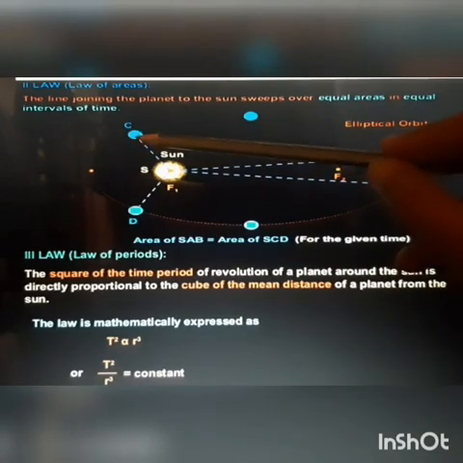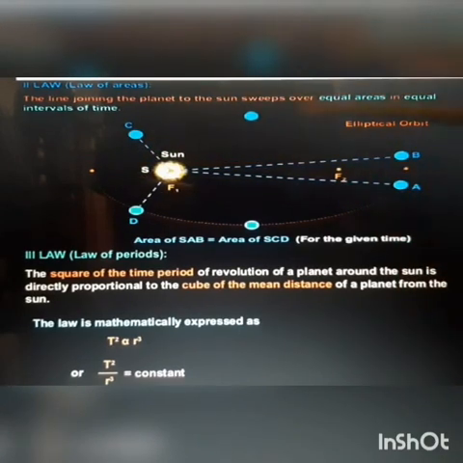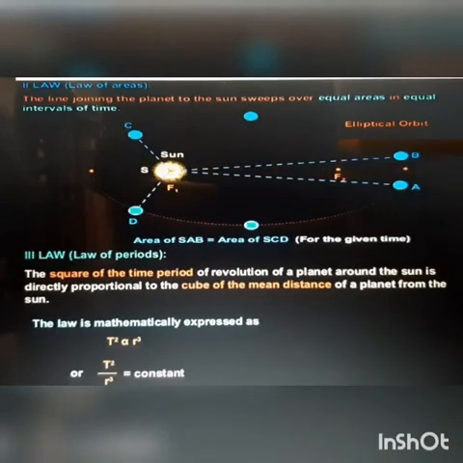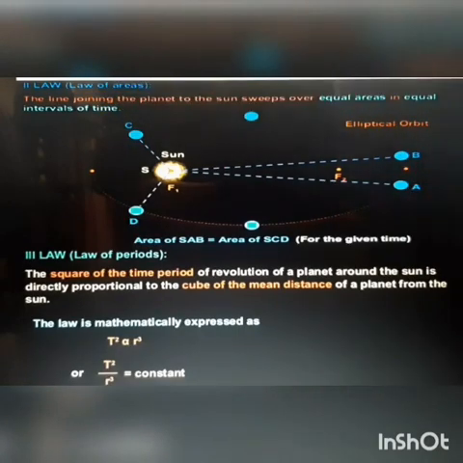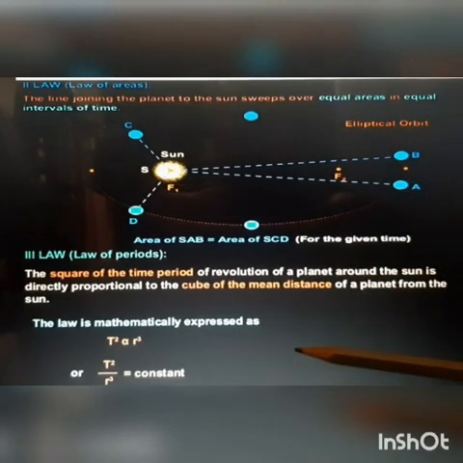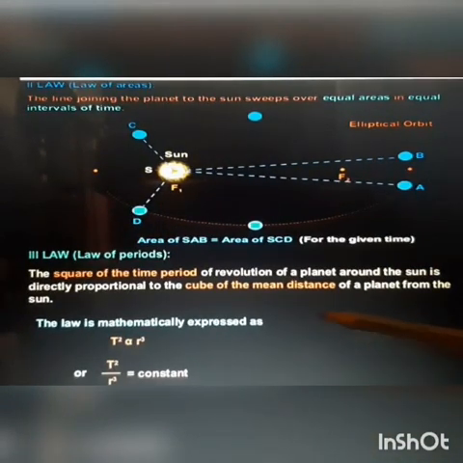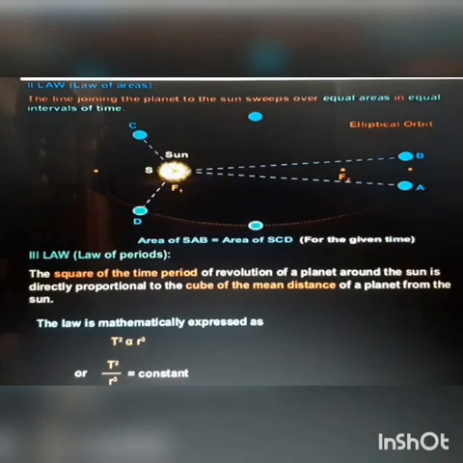So, if I draw these lines connecting the planet to the sun, I get an area here as well as an area here. So, according to Kepler, this area will be equal to this area. That means the line joining the planet to the sun will sweep or cover the same areas in equal intervals of time. Here the intervals of time are the same since it takes the same time while moving from A to B and while moving from C to D.